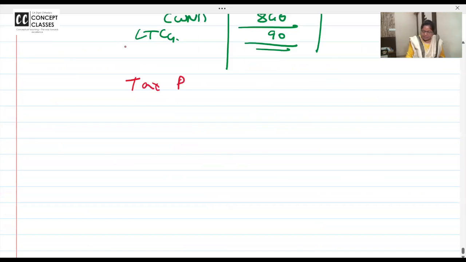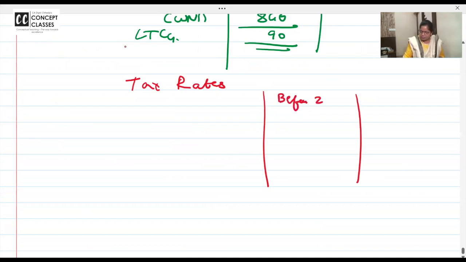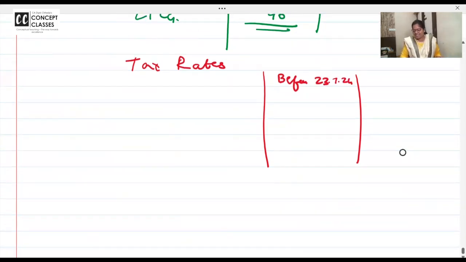We'll write in a different way so that we learn. Tax rates. Before 23rd July 24. I know it never happens, but for this year the budget came in between. Otherwise, the changes are always from the financial year. So before, 5 years of government, 19 to 24, I hope you know all that. And from 23rd July 24, what's the situation?